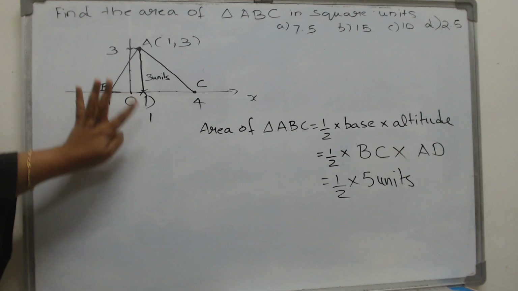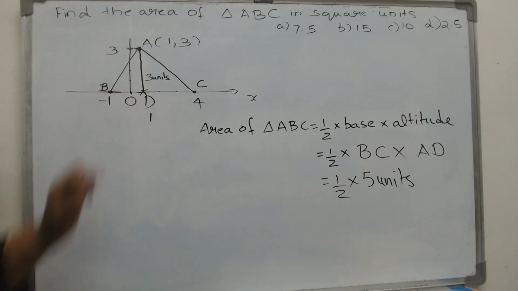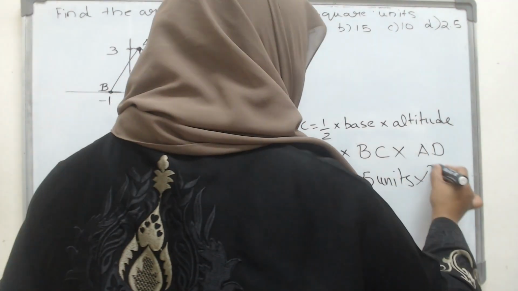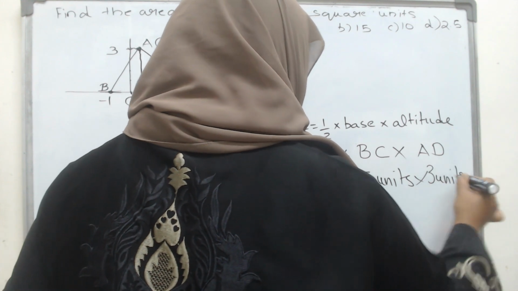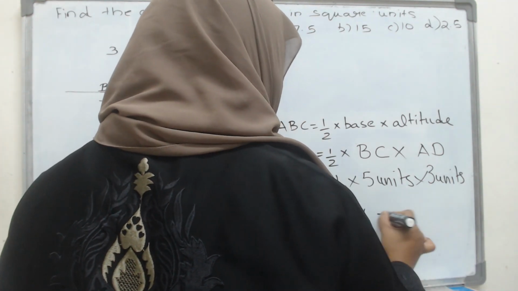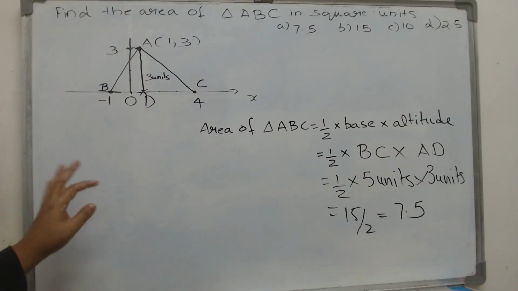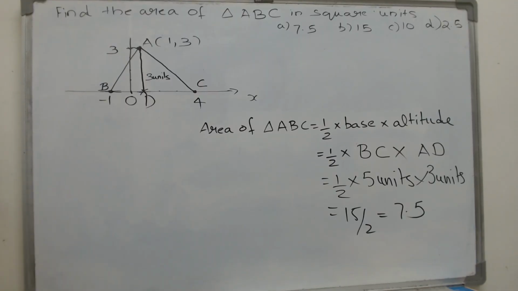And this perpendicular distance will be what? It will be 3 units. So your AD is what? It is 3 units. So your answer is what? 15 by 2, which is 7.5. Now this is the answer that you have to write for an MCQ.